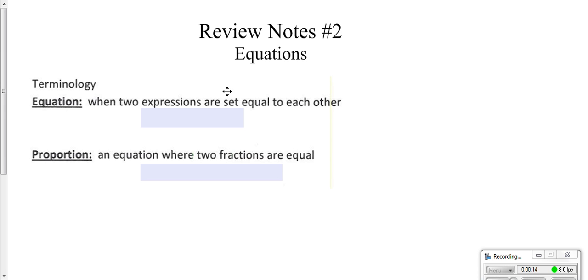An equation is when two expressions are set equal to each other. In review notes 1 we talked about what an expression was, with no equal sign, but now with an equal sign we have two expressions set equal to each other. The key point is you have an equal sign. When there's no equal sign, we call it an expression. When we have an equal sign present, setting two expressions equal to each other, we have an equation.